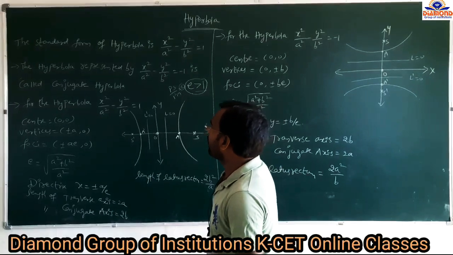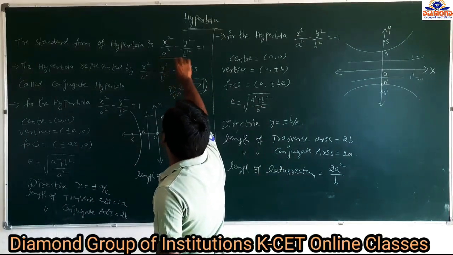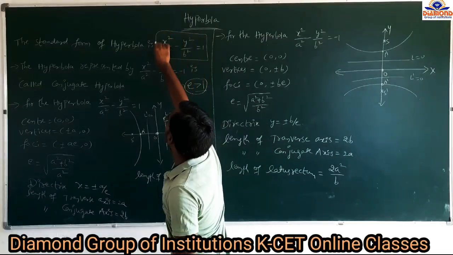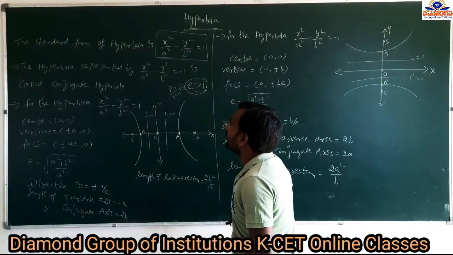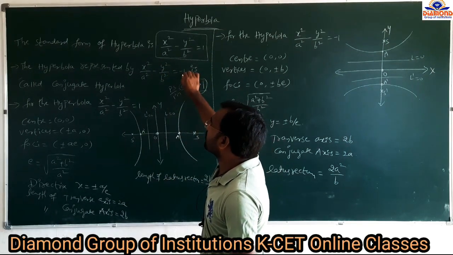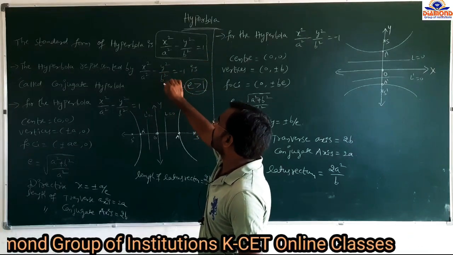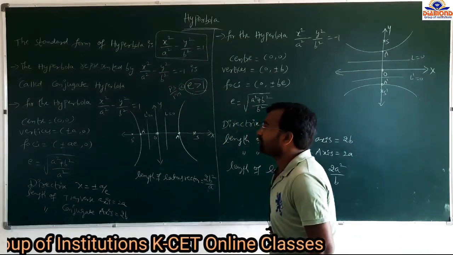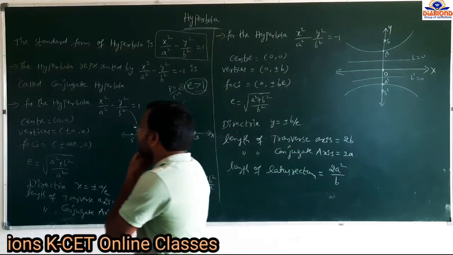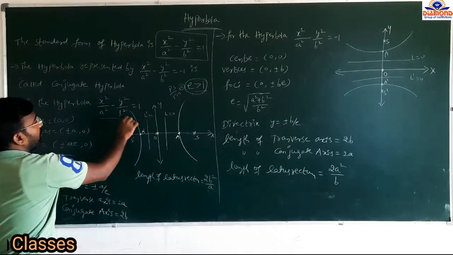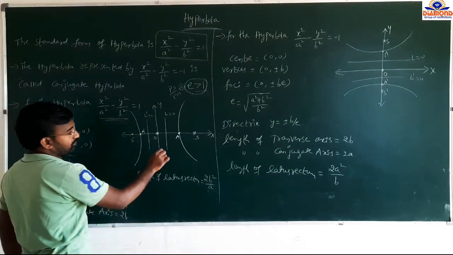The standard form of the hyperbola is x square by a square minus y square by b square equal to 1. Suppose here it is taken as minus 1, that is called the conjugate hyperbola of the given hyperbola. X square by a square minus y square by b square equal to minus 1 is the conjugate hyperbola. Next, for the standard form of hyperbola, the diagram is like this.